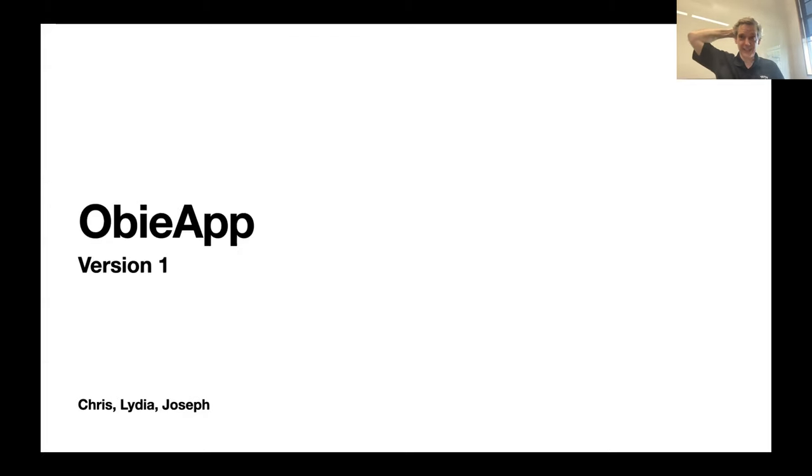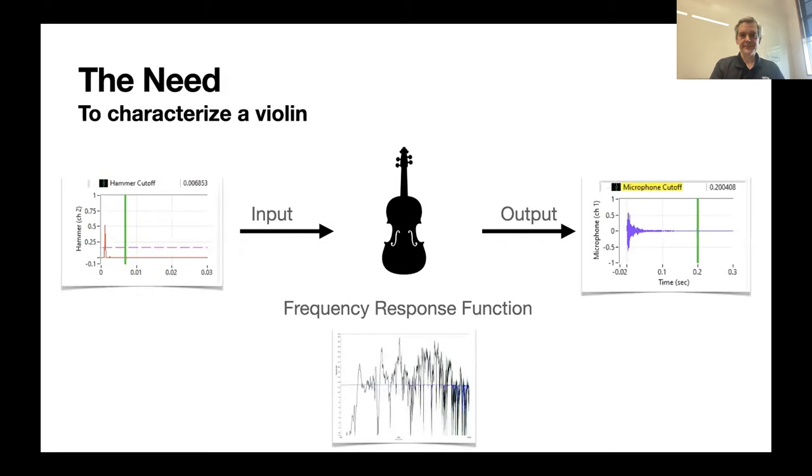So thanks, Van. The idea basically is to show off the ObieApp, which is what we call it. Myself, I've been working on it for many years with Joseph Curtin, and then Lydia is an undergraduate here at Tufts who has been a huge help in getting some of the documentation going. And so she'll show some of that as well. So we've decided this is officially version one. It's B112 for those who have been beta testing for me, and hopefully this will work for everyone.